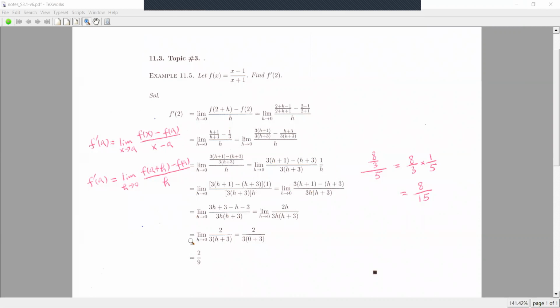We have this equation. To find this limit, direct substitution. Plug in the number 0 in h. So the limit is this number. This number is 2 over 9. Therefore, the derivative of this function at 2 is 2 over 9.